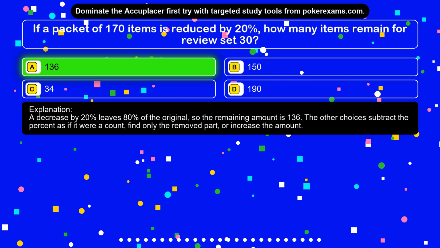A decrease by 20% leaves 80% of the original, so the remaining amount is 136. The other choices subtract the percent as if it were a count, find only the removed part, or increase the amount.